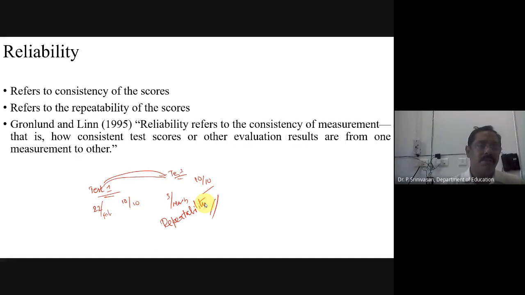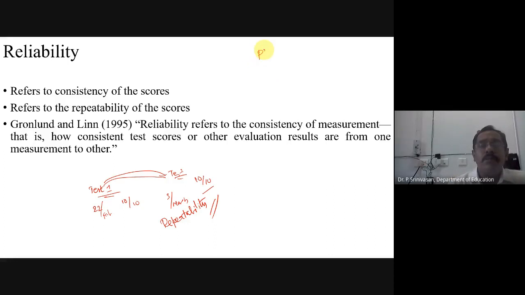And Gronlund and Linn, formal definition. The first two are not formal definitions; that's the meaning. The third one is the formal definition. Reliability refers to the consistency of measurement, that is, how consistent test scores or other evaluations are from one measurement to another. From one measurement to another, it has to be consistent, same, more or less, within some degrees of variance. I will give one example.